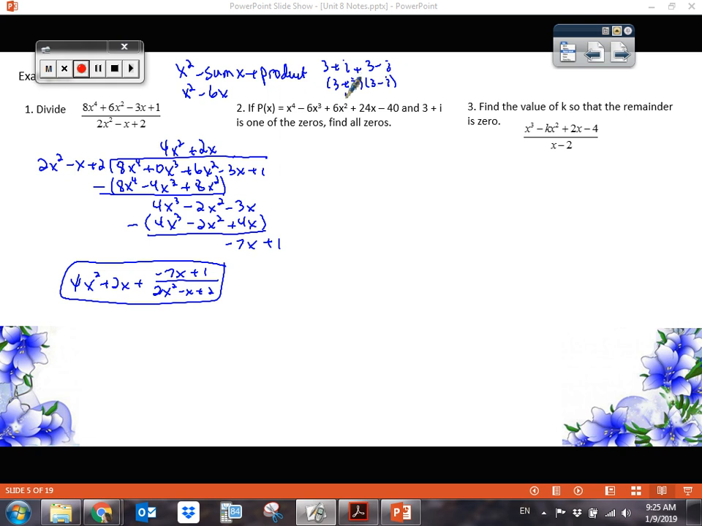So 3 times 3 is 9. Outside, inside go away, minus i squared. i squared, we talked about yesterday, is -1. So I have a -1, so this is going to give me 10. So this is my quadratic that would be created by these two roots.